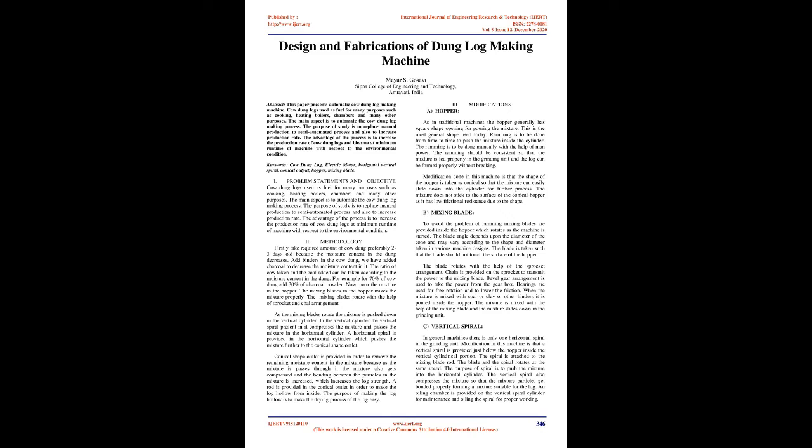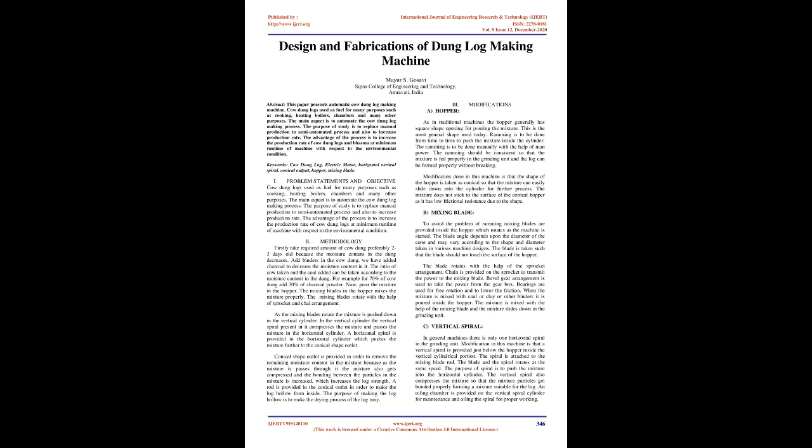3. Modifications. A. Hopper. As in traditional machines, the hopper generally has a square shape opening for pouring the mixture. This is the most general shape used today. Ramming is to be done from time to time to push the mixture inside the cylinder. The ramming is to be done manually with the help of manpower. The ramming should be consistent so that the mixture is fed properly in the grinding unit and the log can be formed properly without breaking.